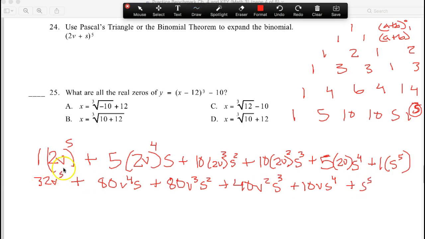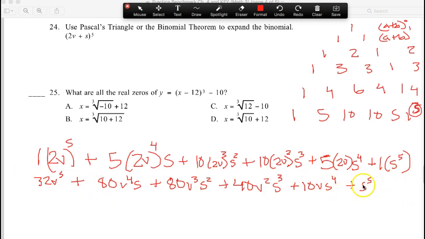You went v, it was to the 5th, to the 4th, to the 3rd, to the squared, to the 1st, to the nothing, and then check your s's. S to the nothing, s to the 1st, s to the 2nd, 3rd, 4th, 5th. You've done it correctly. Those are your coefficients. This is it expanded out.